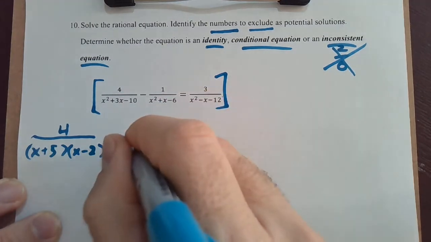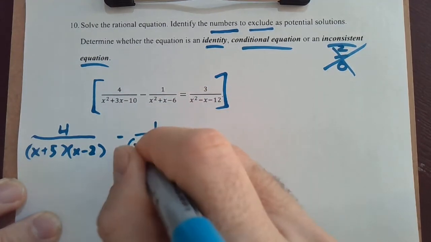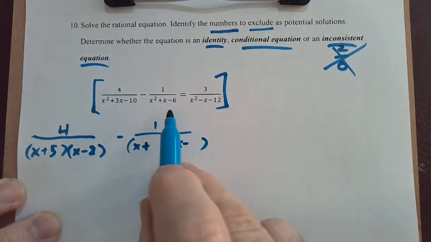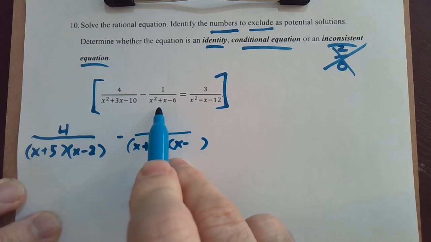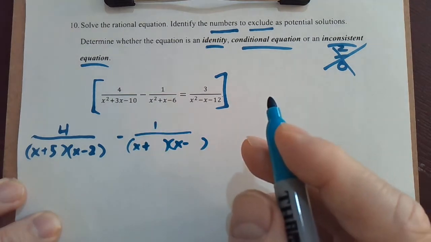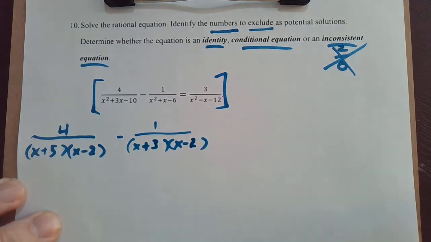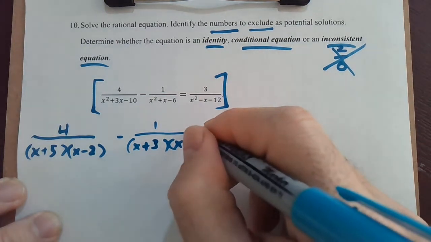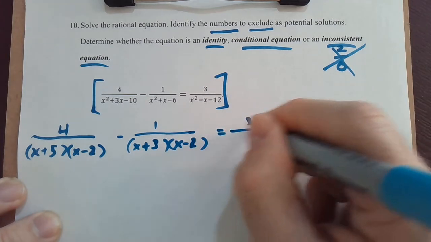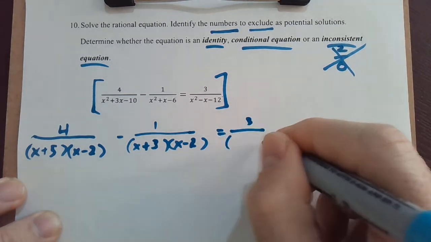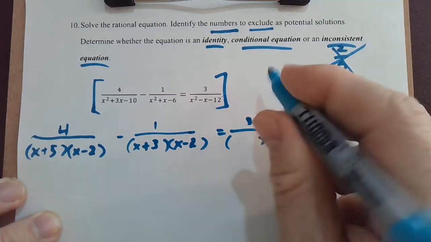1 over x plus minus, because this term is a negative 6. So it looks like if they need to add to a positive 1, I would use a positive 3 and a negative 2. And then on the right hand side, I've got 3 over, make that a little better.